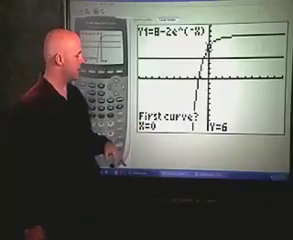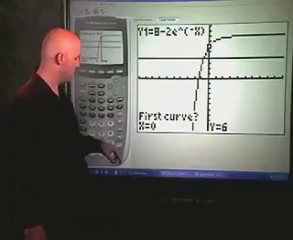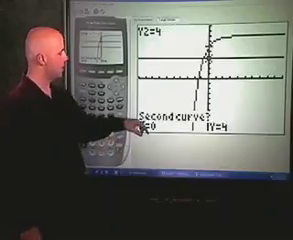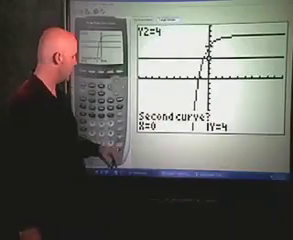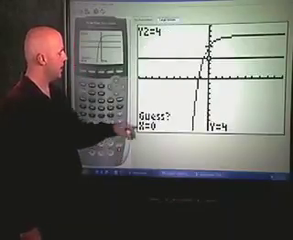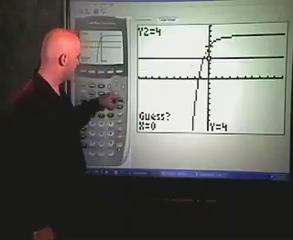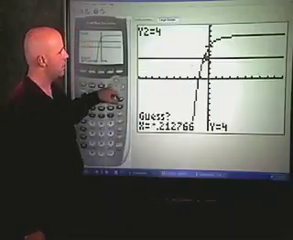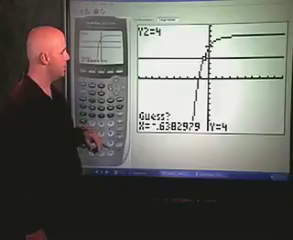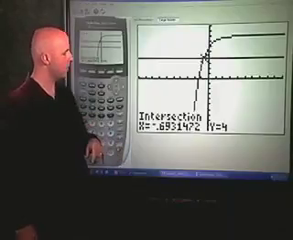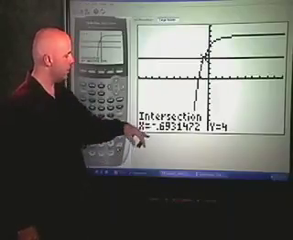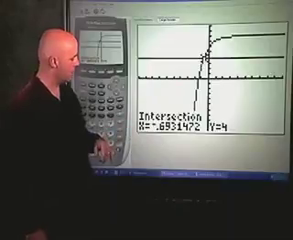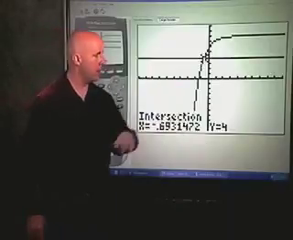We're first asked to select the first curve. We're on y1, so we just hit enter. We need the second curve. We're now on y2, so we just hit enter. And now we need our guess. And we're just going to scroll slightly to the left, so we're close to that intersection point. Hit enter. And we see that our intersection point is roughly negative 0.693 for x, and we get our y value of 4.